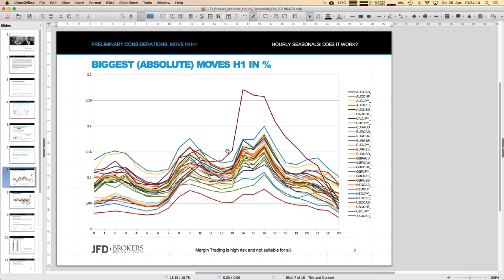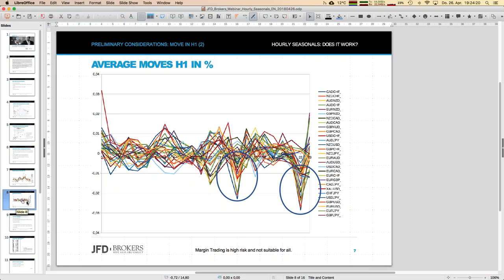The other one is much more meaningful, because then we have the average move. But now we want to know at what point in time of the day, for which forex pair, we should go long or short.